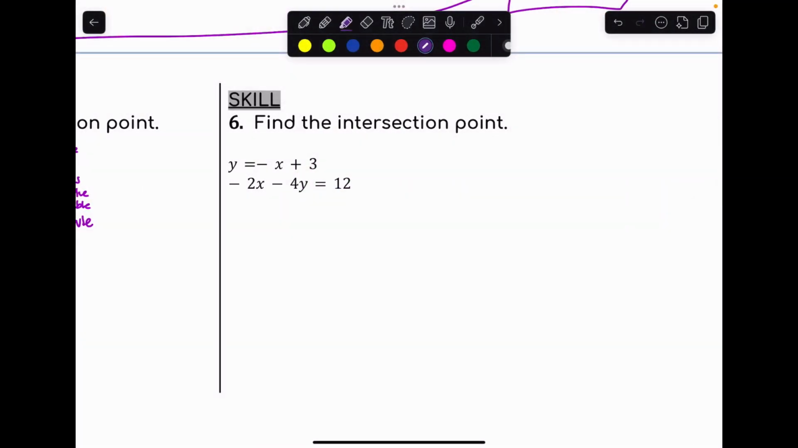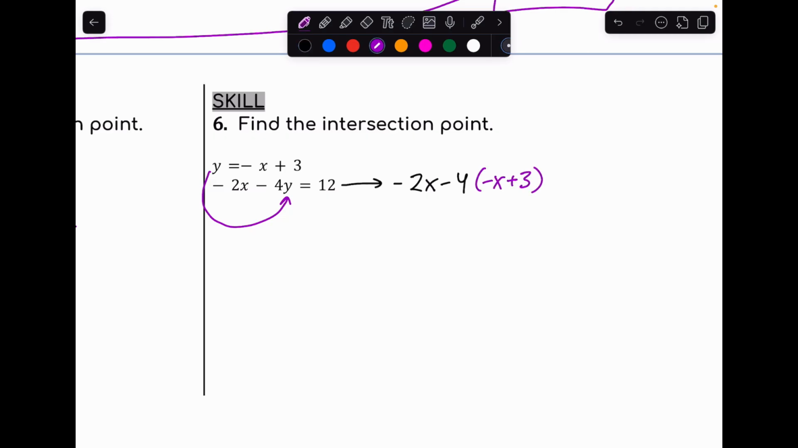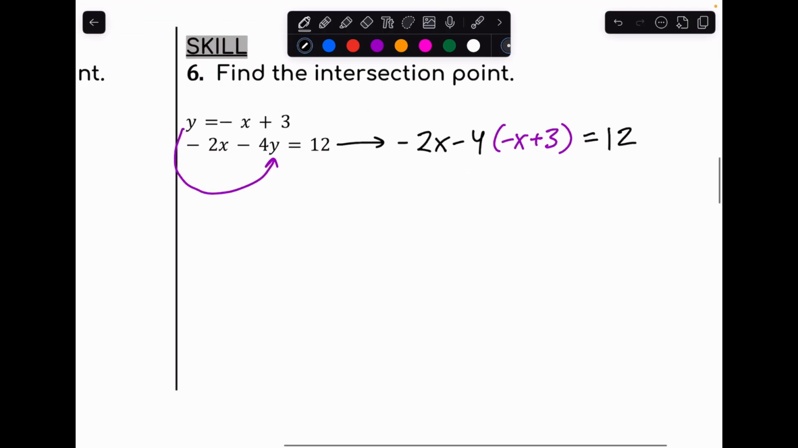All right, number 6. Number 6 is very similar to number 5. They tell me to find the point of intersection. I'm given y, so I'm going to take that information and plug it into the y value of my second equation. So this now represents negative 2x minus 4. Well, they just told me y was negative x plus 3 equals 12. So the first thing I did, again, was substitute the information they gave me. The second step is going to be distribute.